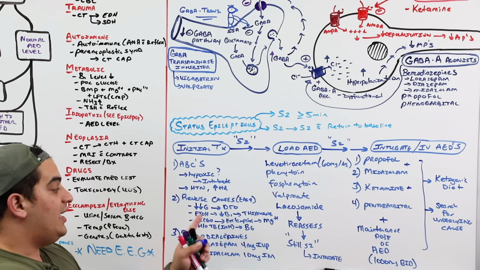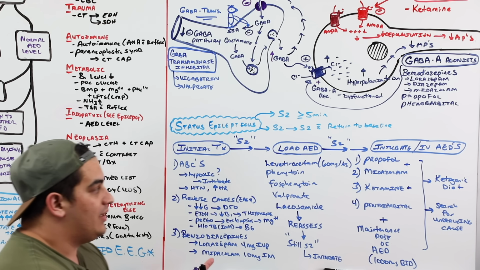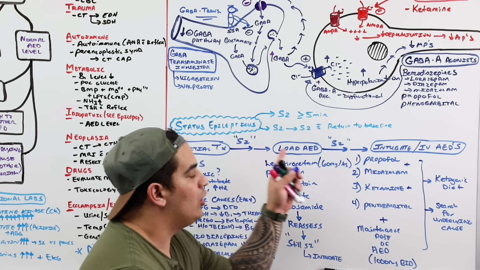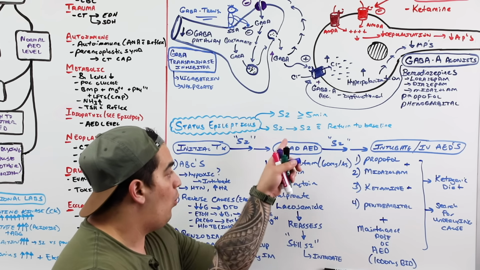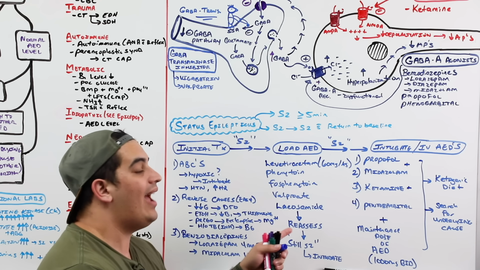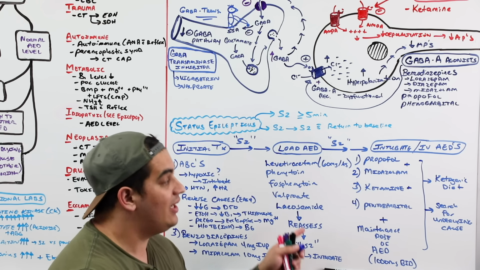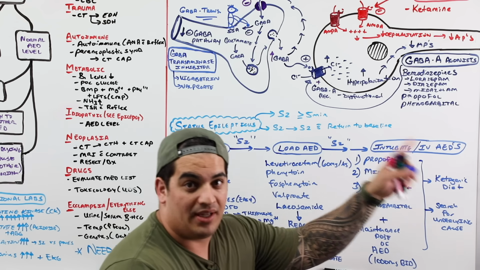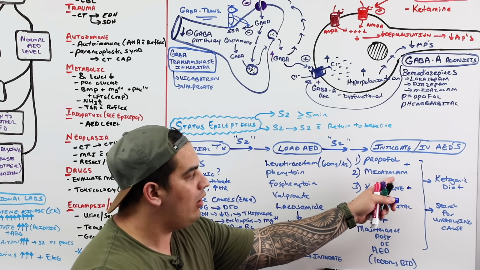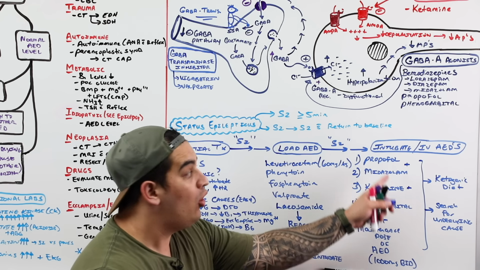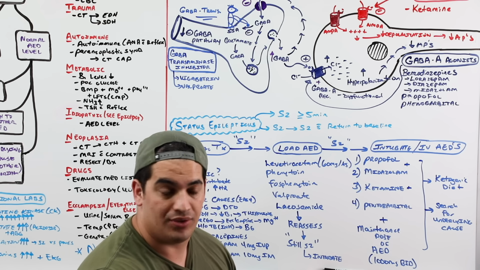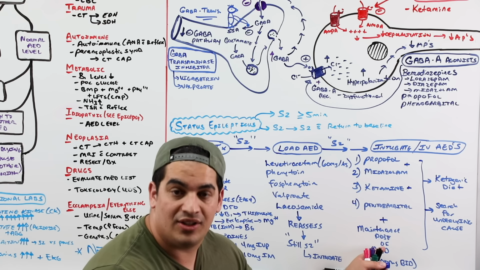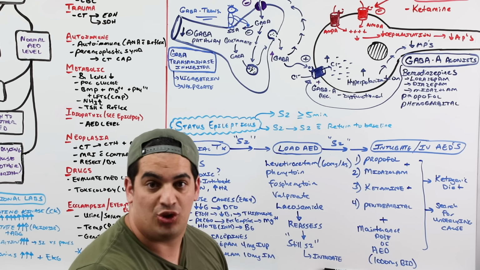ABCs. Reverse the easy causes, benzodiazepines. After they've done that, still seizing, load them up with an anti-epileptic, one of these. If they're still seizing after that, and you reassess them and they're still seizing, intubate. After you've intubated them, put them on IV anti-epileptics like propofol, midazolam, ketamine, pentobarbital, or a combination of those, and then give them maintenance doses of the anti-epileptics that you've picked.